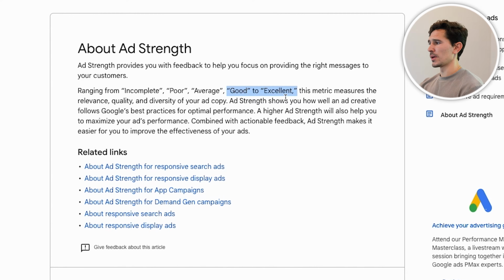So just to wrap up on this, it's a super important point. This metric measures the relevance, quality, and diversity of your ad copy. Ad strength shows you how well an ad creative follows Google's best practices for optimal performance. So this is not a direct indication of how you perform, but it gives you more opportunities in Google's eyes and in Google's algorithm. A higher ad strength will also help you maximize your ad's performance combined with actionable feedback. Ad strength makes it easier for you to improve the effectiveness of your ads. Basically, if you're not marked as good or excellent, it is time to look into your ads and see what's going on. Whenever we see incomplete, especially, but also poor and average, it's time to make adjustments.